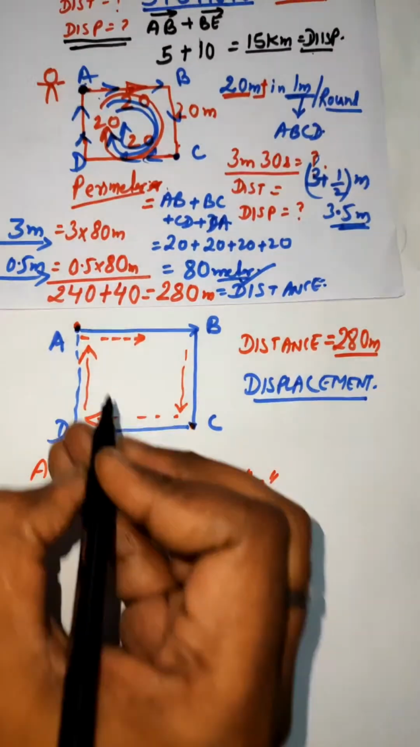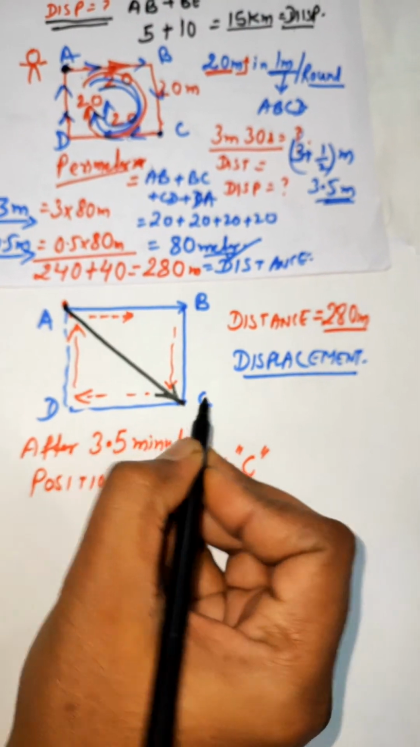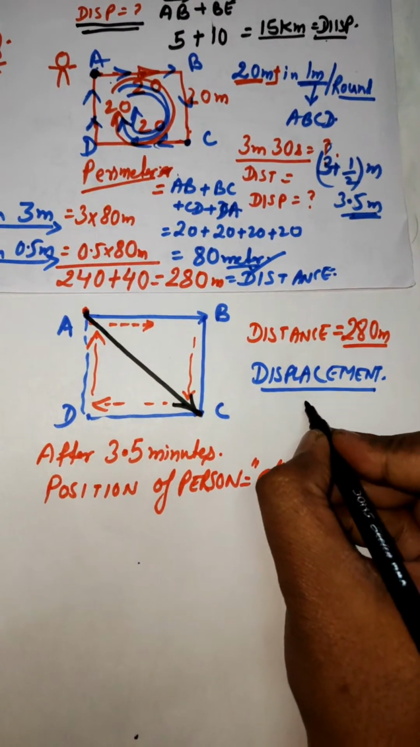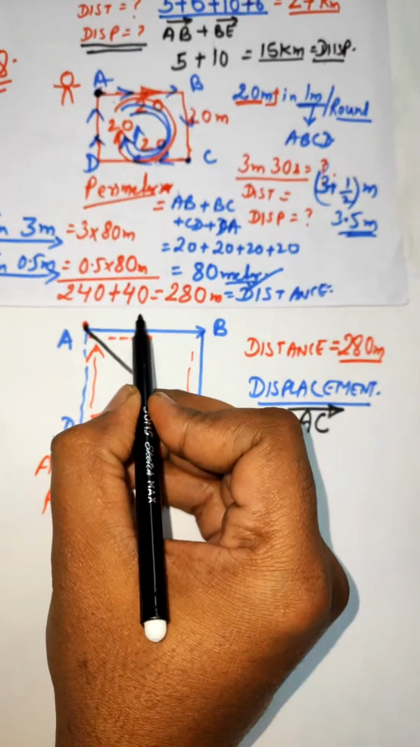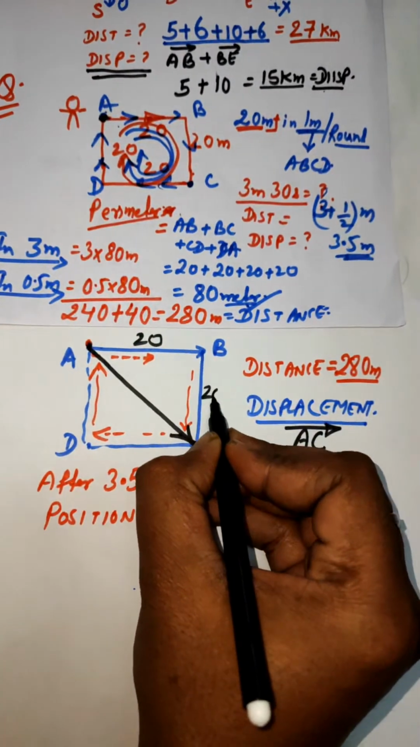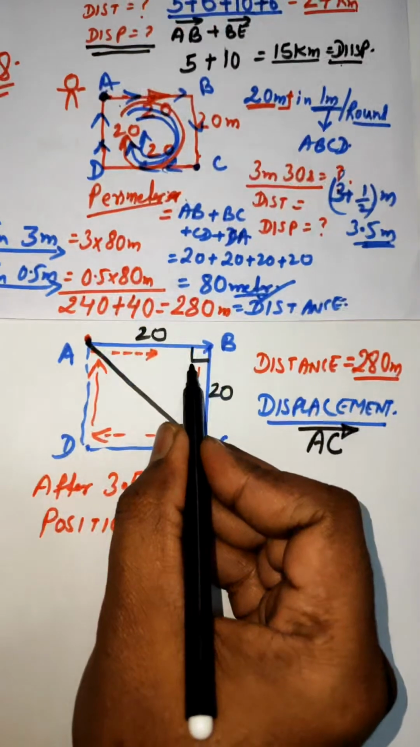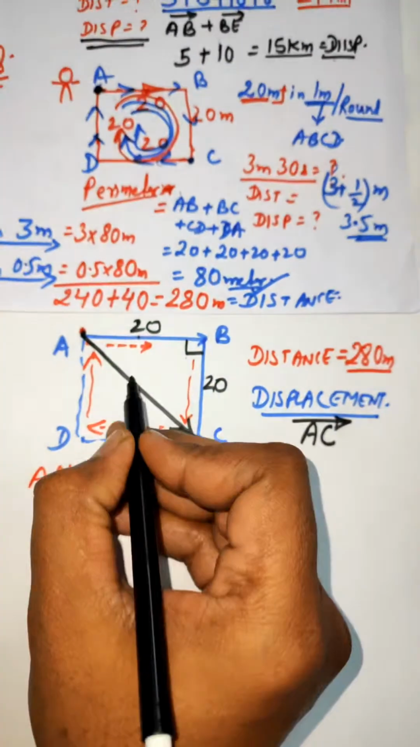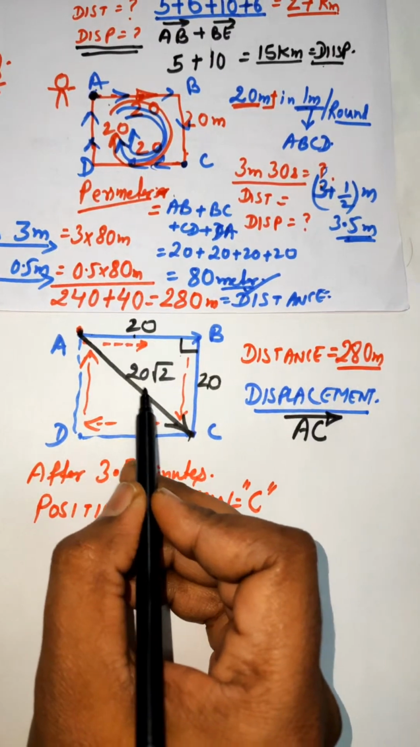So what we will do, we know that the displacement is the shortest distance between 2 points. So what will be the displacement? Displacement will be A to C, this one. Since this is a square of side 20 meter, so this is 20, this is 20, this is a right angle triangle, isn't it? If this is a right angle triangle and this is a square with side 20 and 20, what is the length of this AC hypotenuse? You know that this is 20 root 2. I think you are able to understand how it's coming.